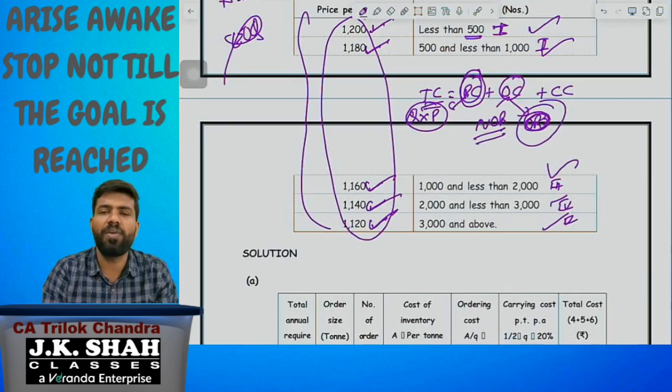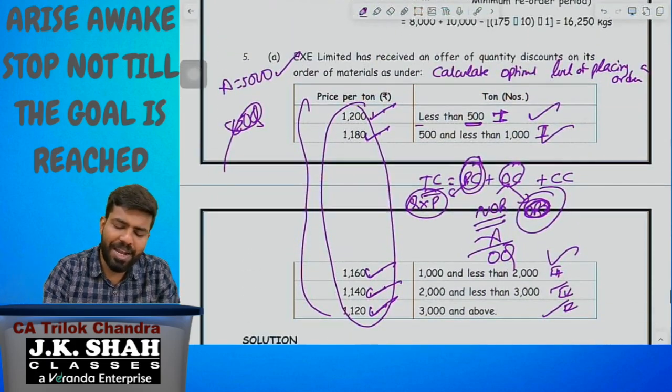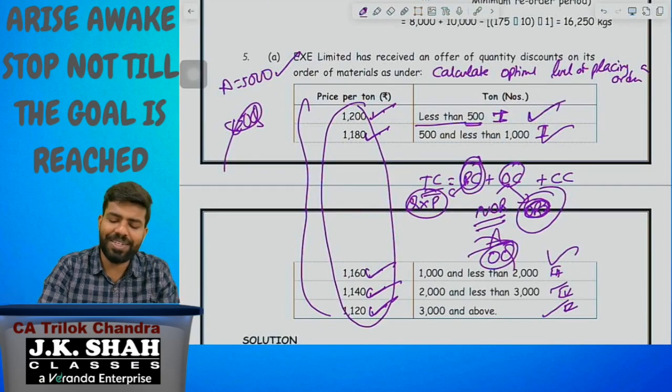So we need to calculate number of orders. How to calculate number of orders? A divided by OQ. A divided by OQ. Here the point is less than 5. See, and one more thing. Let me decide the ordering quantity. If you take the first range, I'll come back to the first range later.